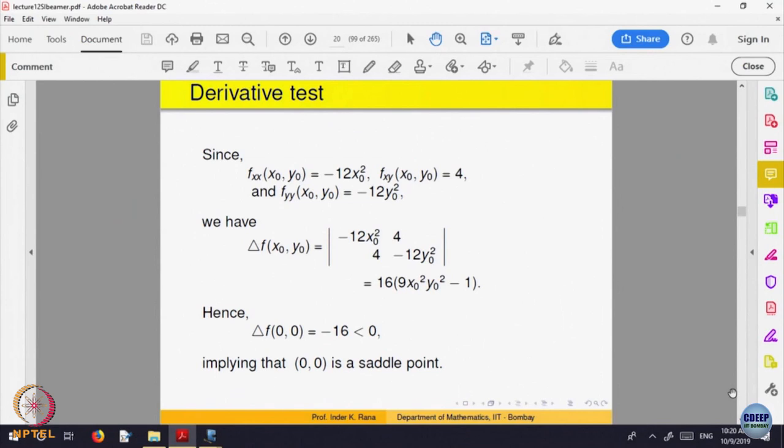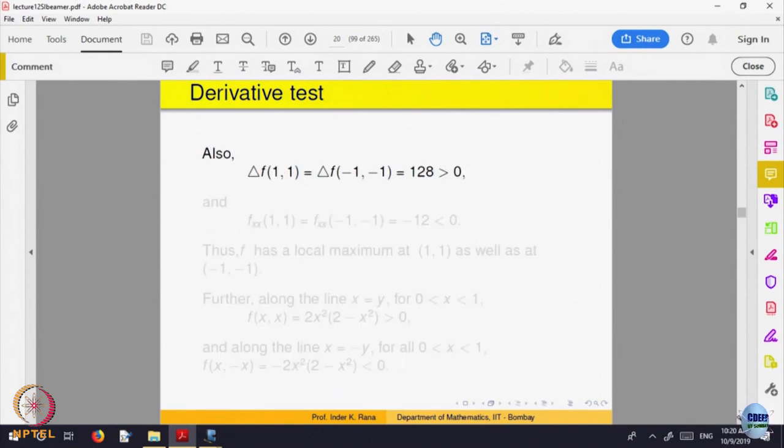Similarly, compute at (1,1). Put x equal to 1, y equal to 1. That is 144 minus 16, which is bigger than 0. So the discriminant is bigger than 0. Now you have to look at fxx at that point. You compute fxx at that point and that turns out to be -12, which is less than 0. So what is the conclusion? The discriminant is bigger than 0 and the second derivative fxx is less than 0. This is a point of local maximum.